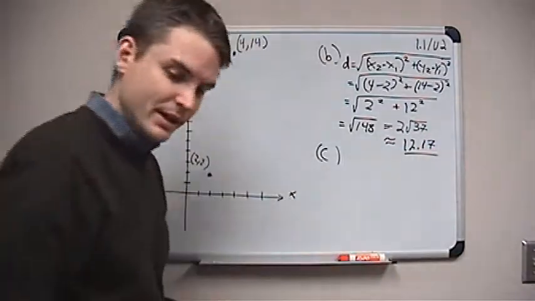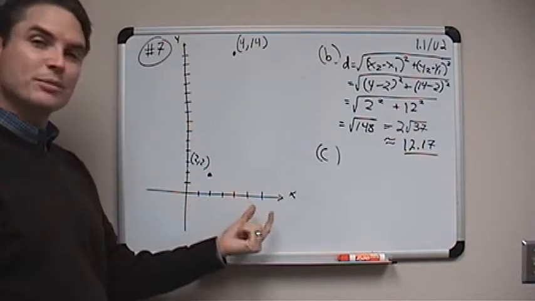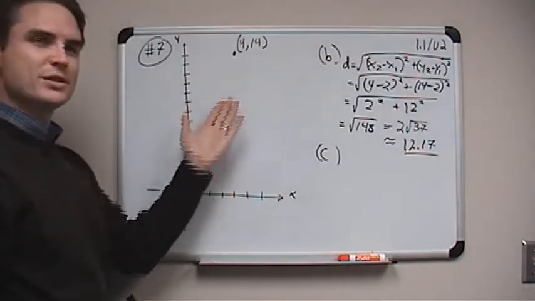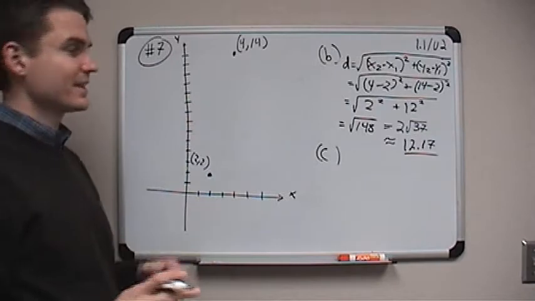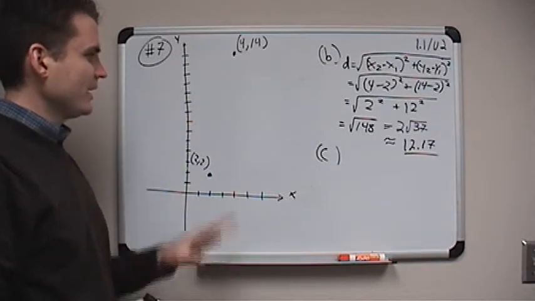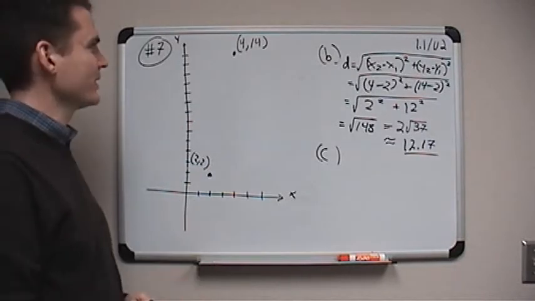Okay, what does that mean? Well, it means there's about 12 units of space, each unit being a tick mark on my graph here. About 12 units, just a little bit more, between these 2 points. Not something you can easily get exactly just by looking at the graph. Now, part C of this problem asks us to find the midpoint of these 2 points.